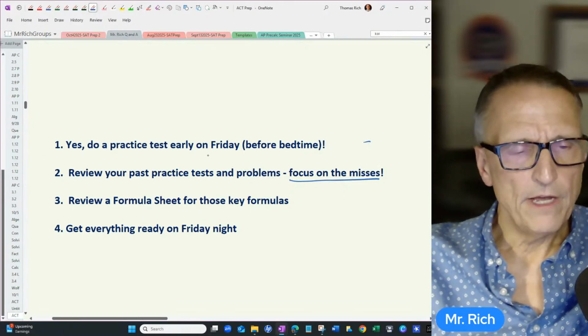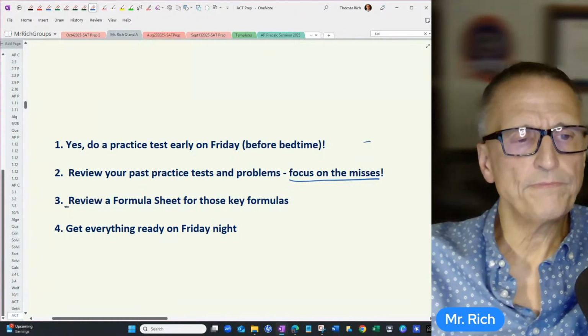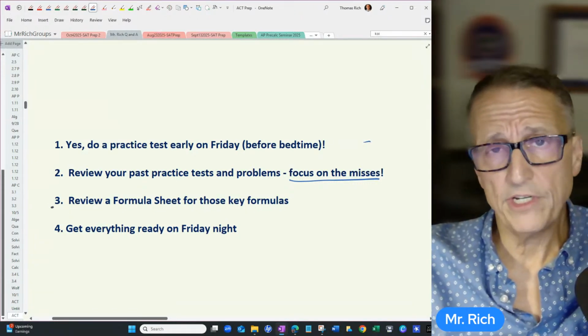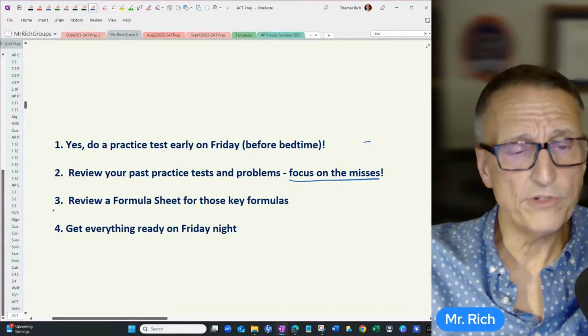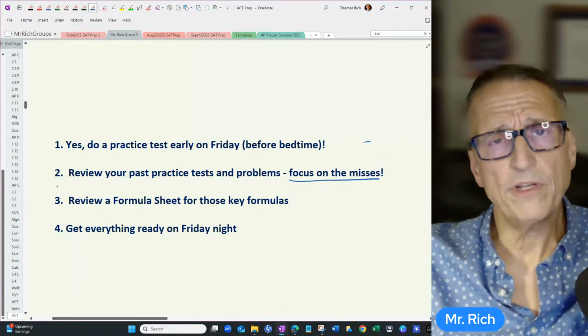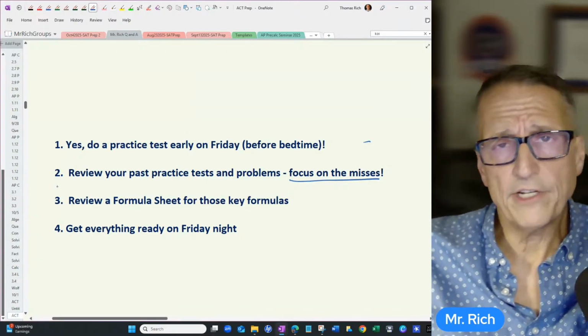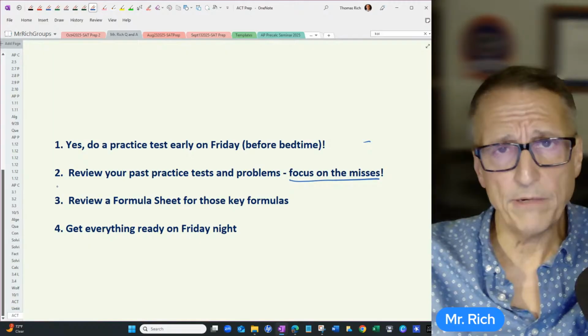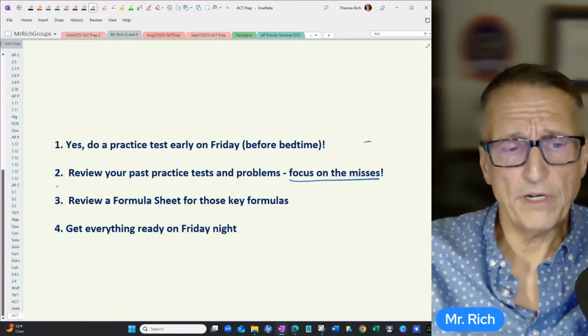Probably a good idea too, maybe the morning of the test, review the formula sheet and look at some of the key formulas to remind yourself what those are. And the last tip that I have for you really is get everything ready to go Friday night, because you're going to have to get up early Saturday and definitely eat a breakfast, and get your clothes laid out.